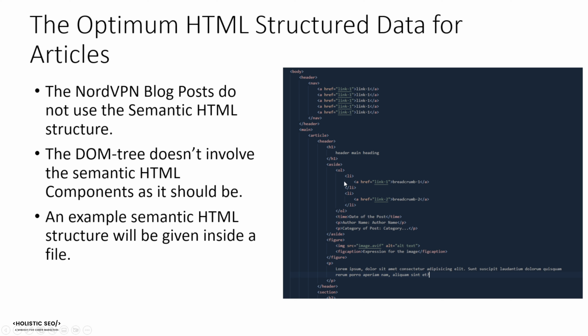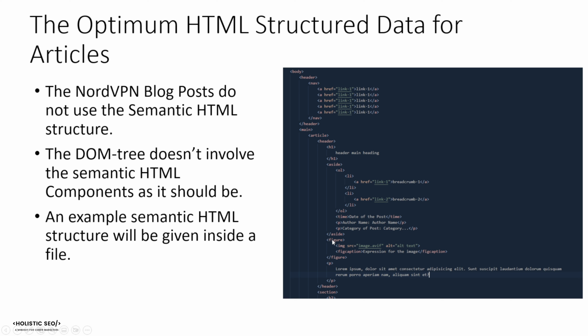And inside this aside section, we are giving these, let's say, breadcrumb, the time of the article or publication date. As you see, it is under the time tag. Then we give this P element, which is the author name. Then we give the category of the post with another P element. And then we give the figure. Put every image under the figure.